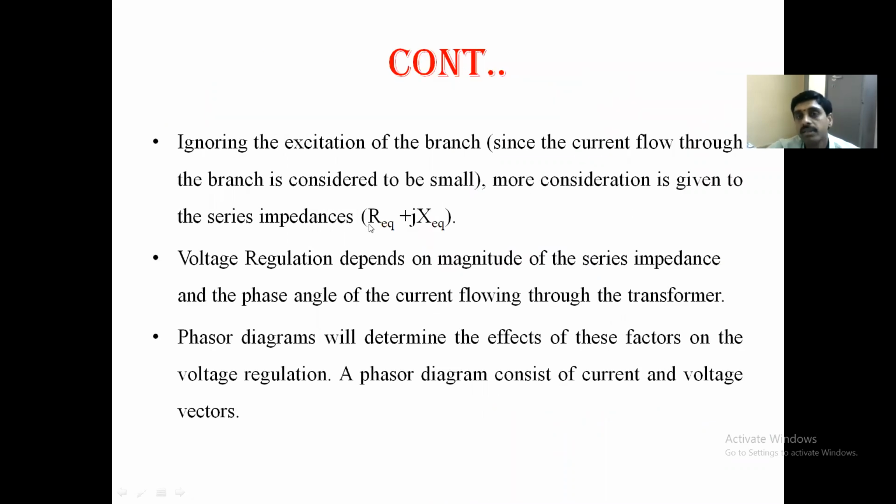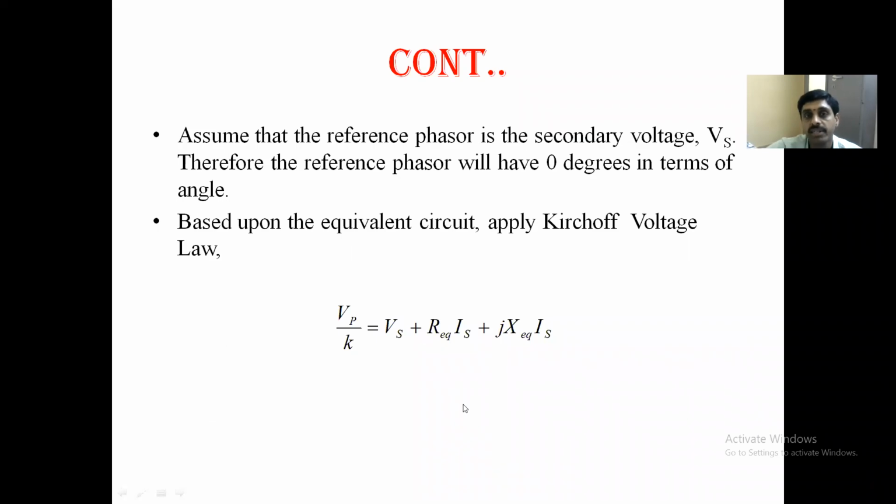So this refers to the primary side, R equivalent plus jX equivalent. Voltage regulation depends upon the magnitude of the series impedance and the phase angle of the current flowing through the transformer. So it depends on both R and X, because the voltage difference is due to the impedance between the windings. The phasor diagrams will determine the effects of these factors on the voltage regulation. Let us see that.